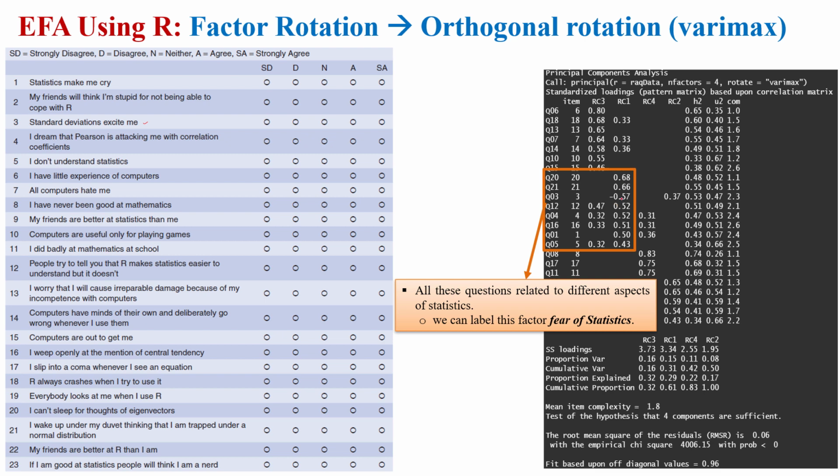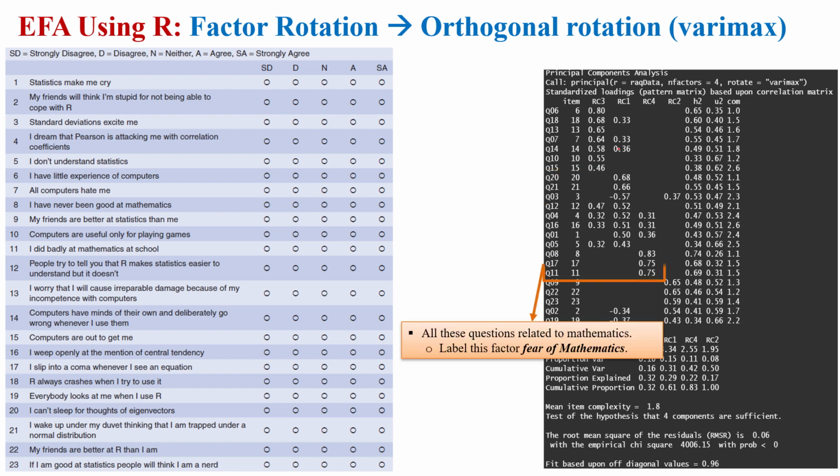By the way, if you see all these questions, question numbers 20, 21, 3, 12, 4, 16, they are related to the statistics perspective. So we can say it is indicating the factor of fear of statistics. That is the second factor.